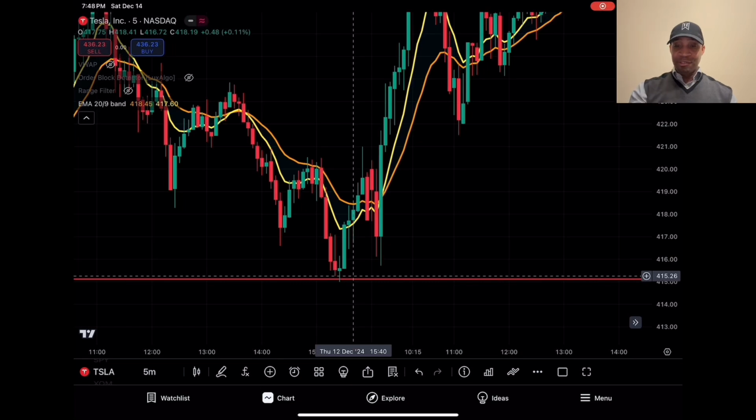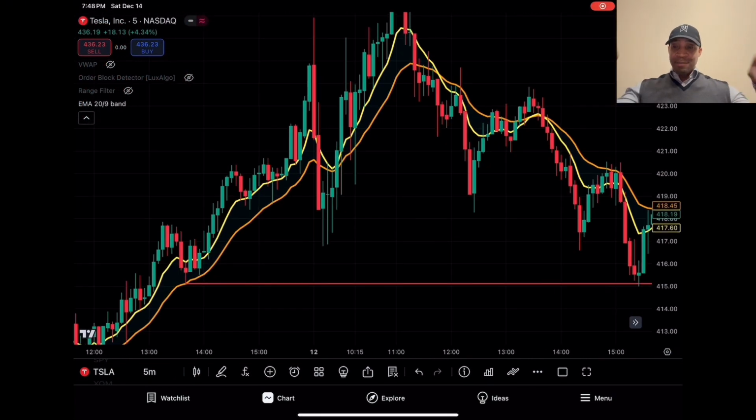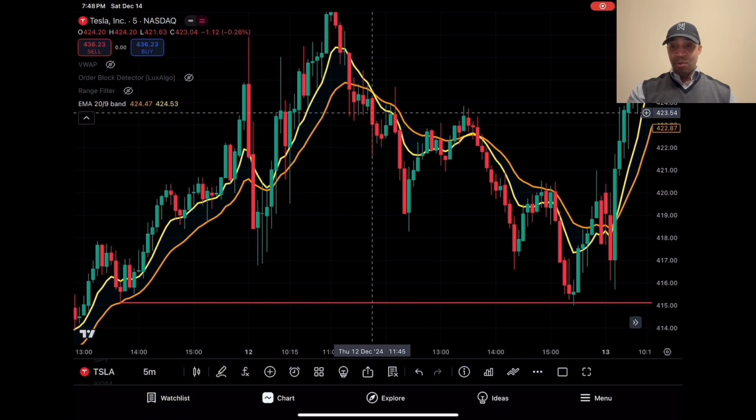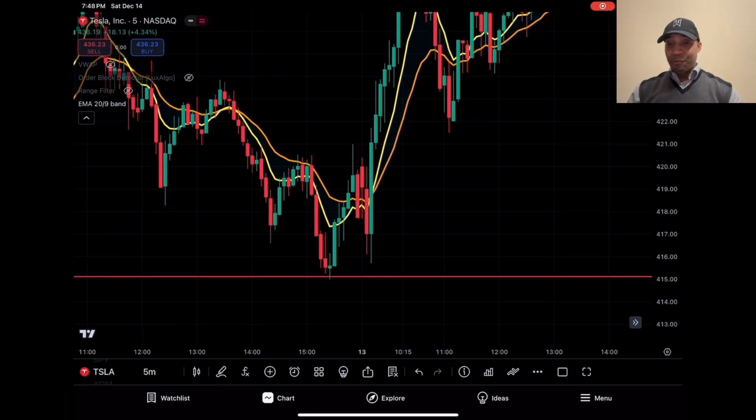I got my resistance area. I got my double bottom. Double bottom means we came down to an area two times to that same area. The first area, we got a rejection. The second time, we looking for that next rejection. What I'm looking for is a test and retest. I'm looking for tweezer bottoms, and I'm looking for what? The 9 EMA to get above the 20 EMA before I pounce.